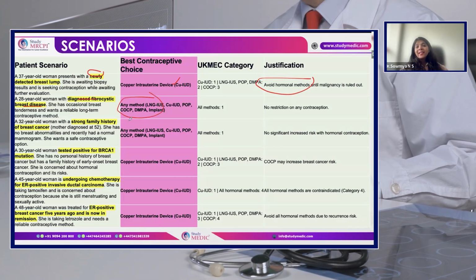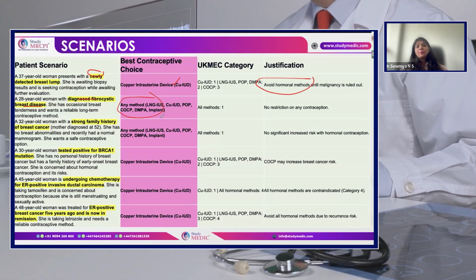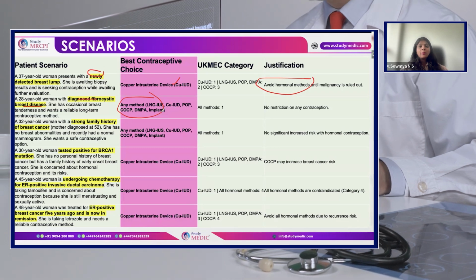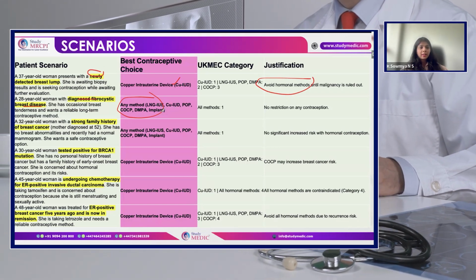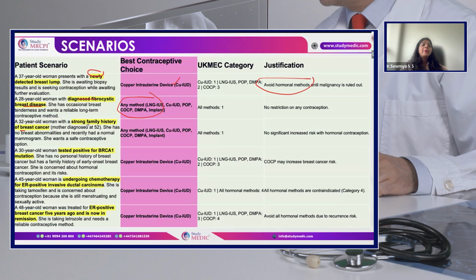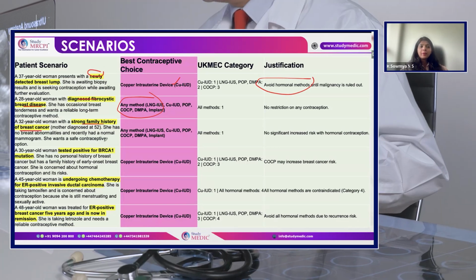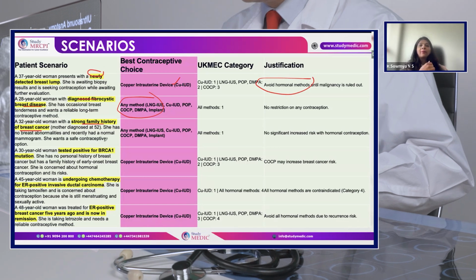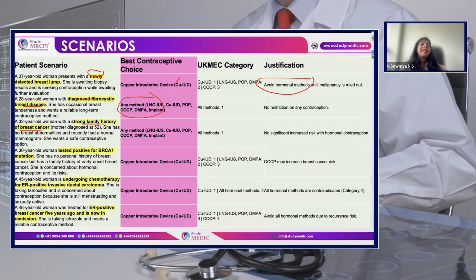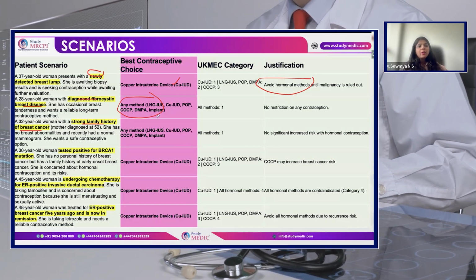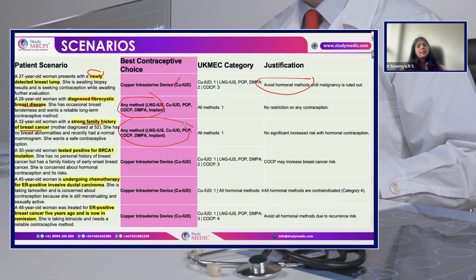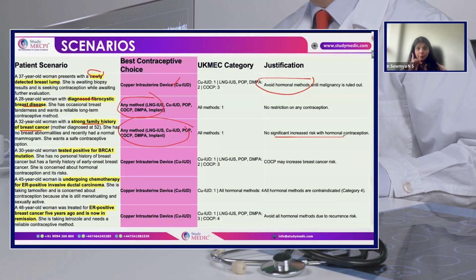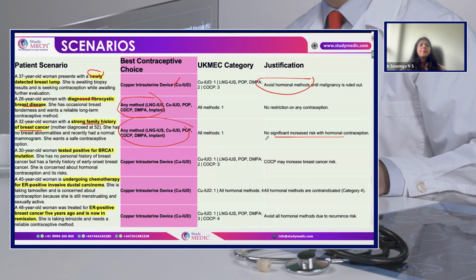And of course, in the exam, if they want you to choose a particular one, they can give contraindications for the others except one choice, which is the correct one. Strong family history of breast cancer. This is very important. For example, if a mother or an aunt or a sibling has a family history of having developed breast cancer, you can use all the methods. No significant increase with hormonal contraception. This is very important.